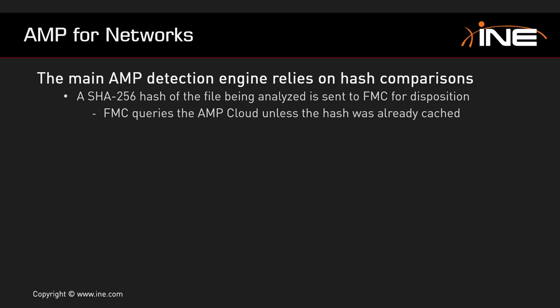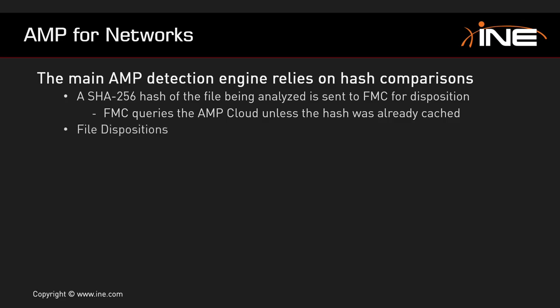Now similar to the URL filtering, our FTD is going to be storing the hash to disposition binding locally in its cache. And the same is going to happen on the FMC. So only if the FTD hasn't seen the file, it is going to send a query to the FMC. FMC is going to check its own local cache. If it doesn't have a match for a hash, I mean the hash to disposition binding, we are going to send a query to the AMP cloud.